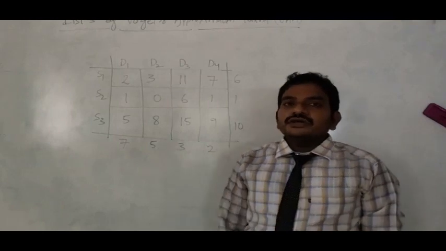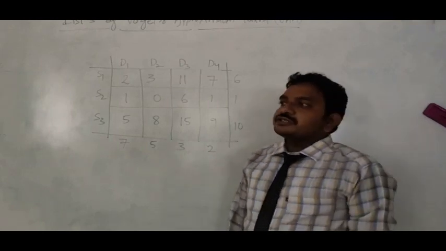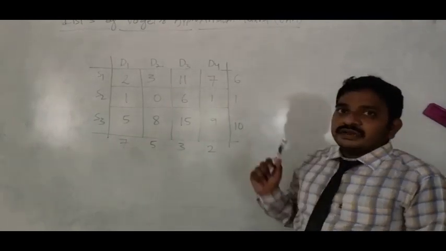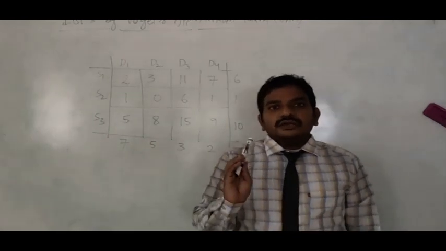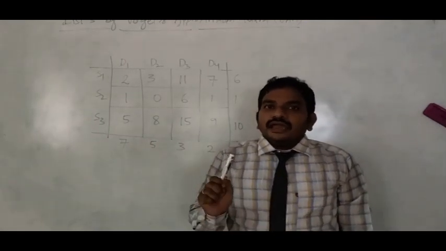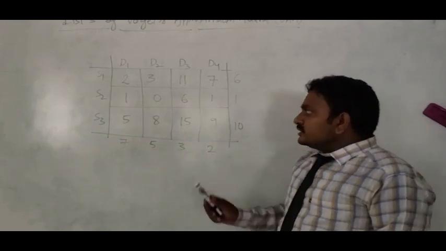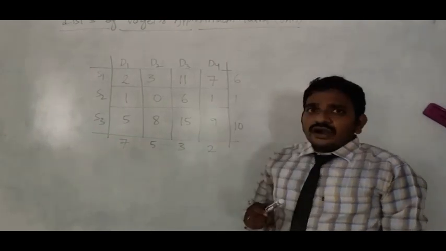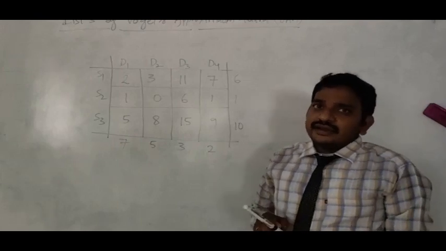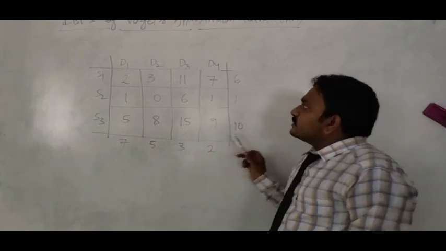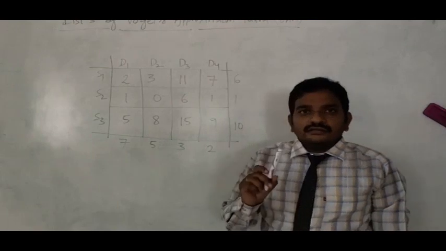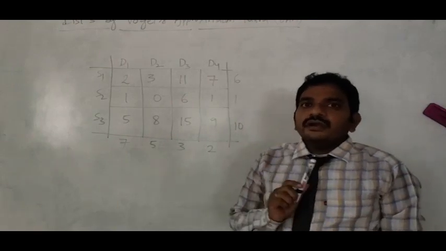Over the northwest corner cell method and least cost method, Vogel's approximation method is preferred to obtain the initial basic feasible solution. Why? Because this method is also called the penalty method or regret method. It is based on one topic called penalty.